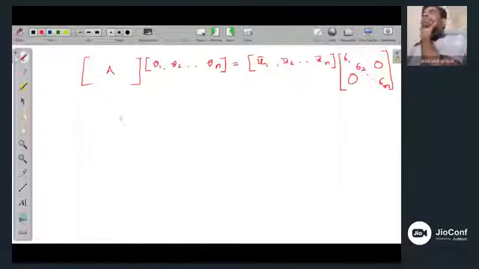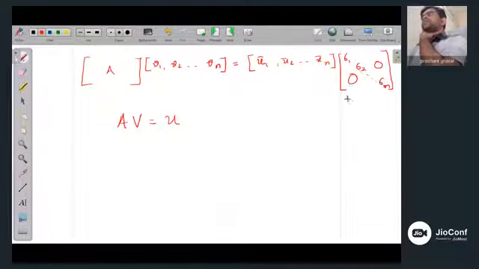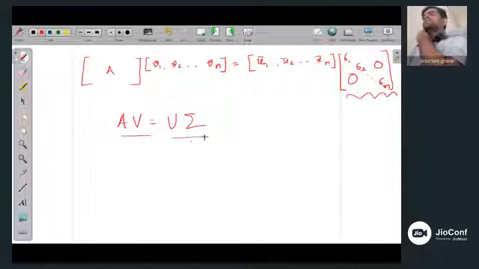So what we have is A V equal to U, and this is the notation for this matrix, they have used sigma. So you have this equation AV is equal to U sigma. And since these u1, u2 up to un are orthonormal vectors, this is an orthogonal matrix.